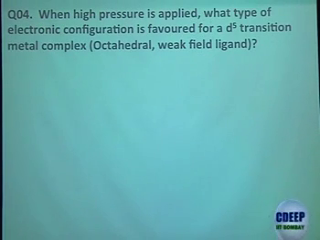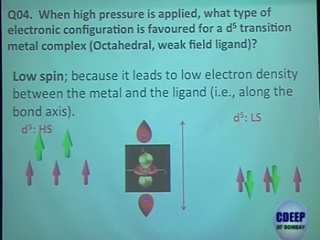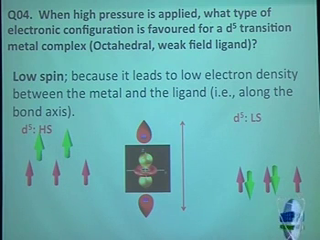Next question, question number 4: when high pressure is applied, what type of electronic configuration is favored for a d5 transition metal complex? You are going to put high pressure, you are going to take out the electron from, let us say, the dz square orbital, which is shown there, and thereby you are going to pair off the electrons. Because it leads to low electron density between the metal and the ligand, that is along the bond axis, you are going to end up pairing. So you will get the low spin complex.